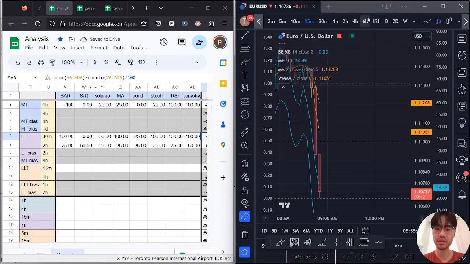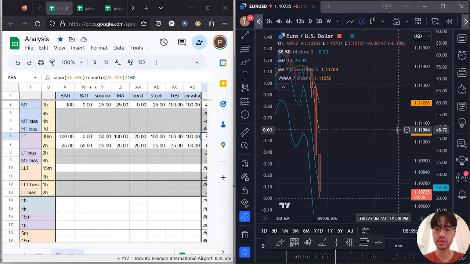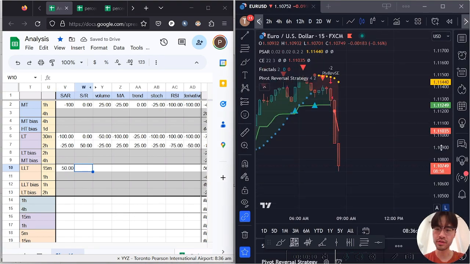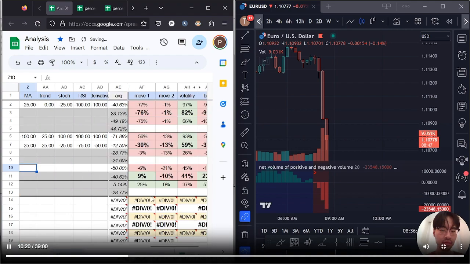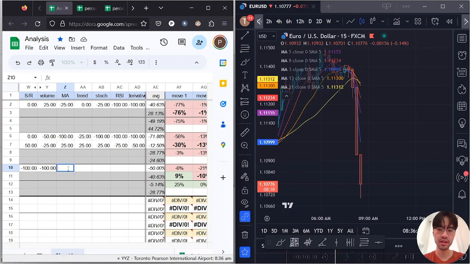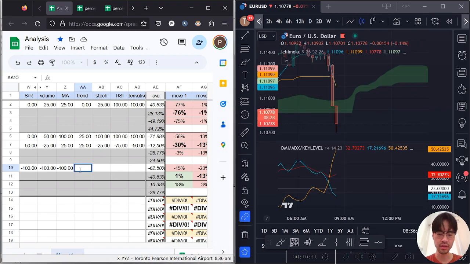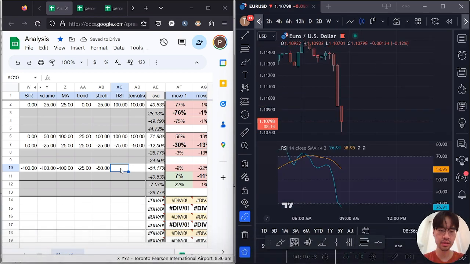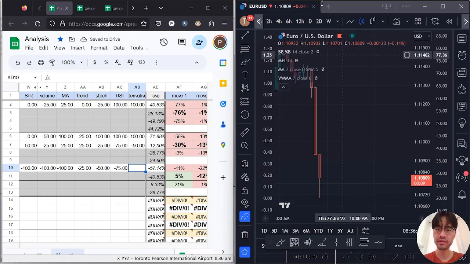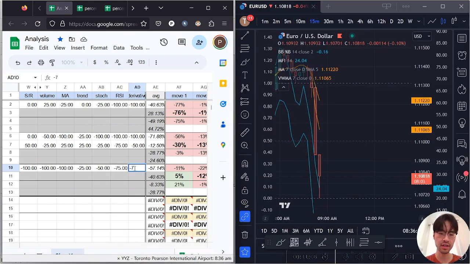Lastly, for the 15 minutes, this is just dumping like there's no tomorrow. We get a 50 for that one. Inversion, minus 100. Volume, let's give it a negative 100. MACD, still a negative 100 for me. And negative 25. Stochastics, negative 50. RSI, negative 75. Derivative, negative 75, I think.